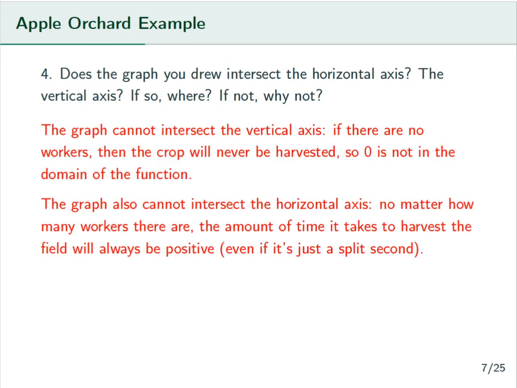So let's look at the answers. The graph cannot intersect the vertical axis. If there are no workers, the crop will never be harvested. So 0 is not in the domain of this function. The graph also cannot intersect the horizontal axis. No matter how many workers there are, the amount of time it takes to harvest the field will always be positive. So in this scenario, we cannot have a negative time or 0 time to harvest. Even if it takes a really split second, a very small amount of time, still there's a positive time that has passed. So, something to think about.